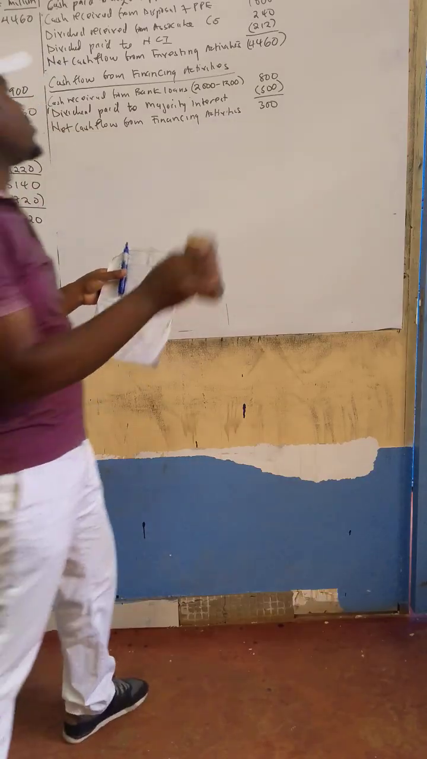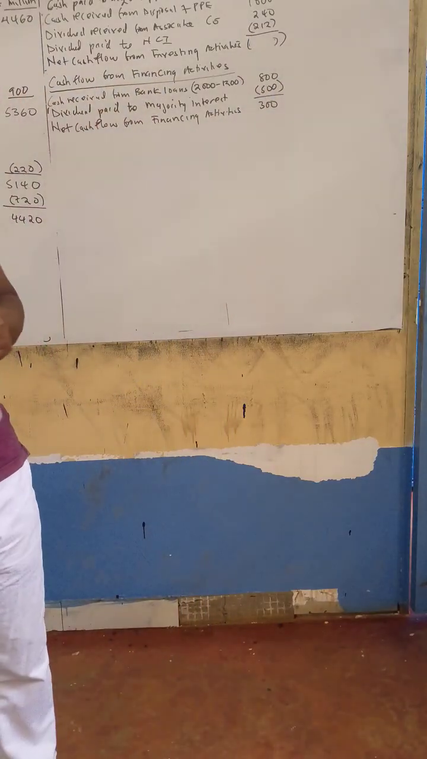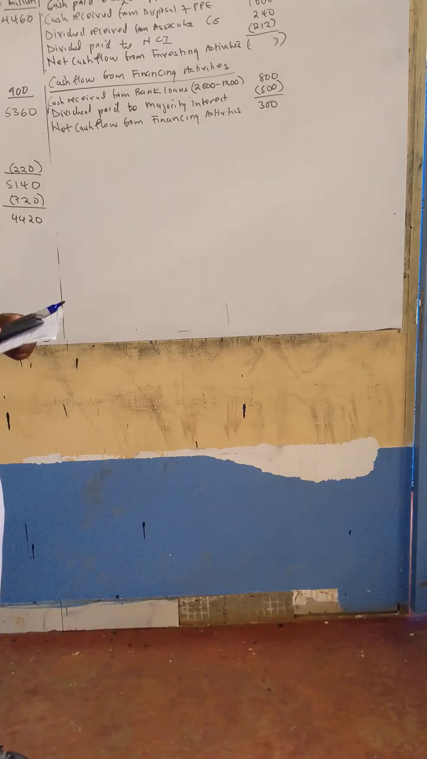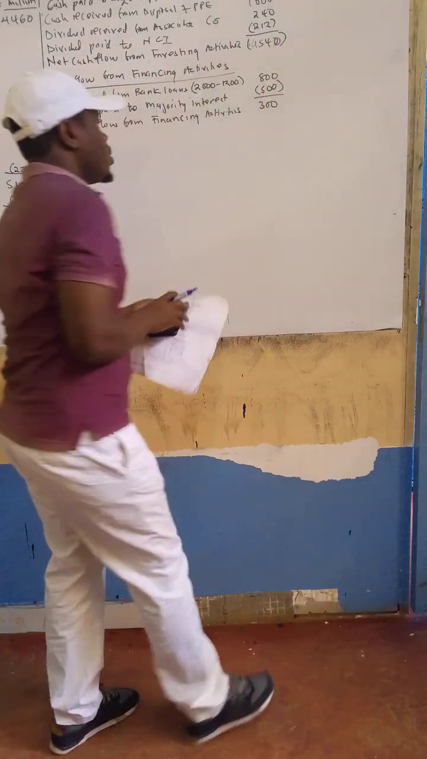If I add that 120, I'm going to get 45. So let me try to do it again. 120 minus 6,000 plus 3512 minus 3200 plus 1000 plus 240 minus 212, you get 4540 negative.